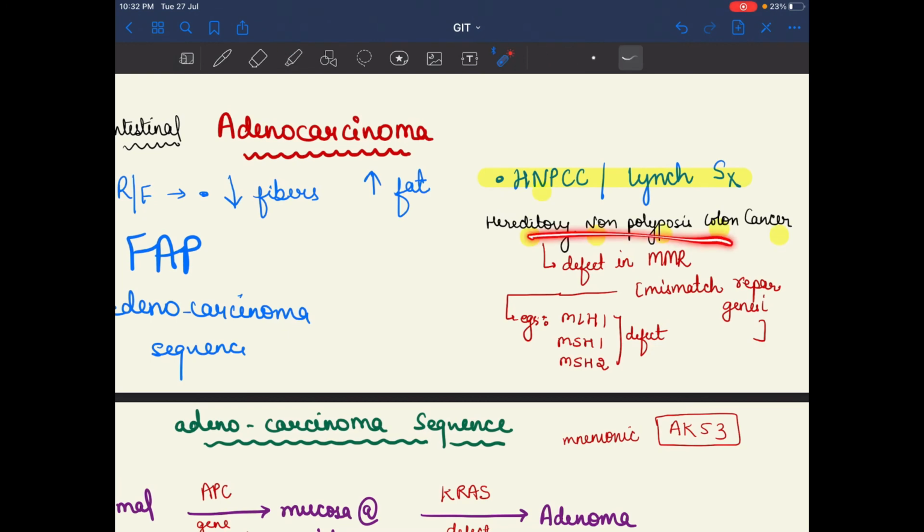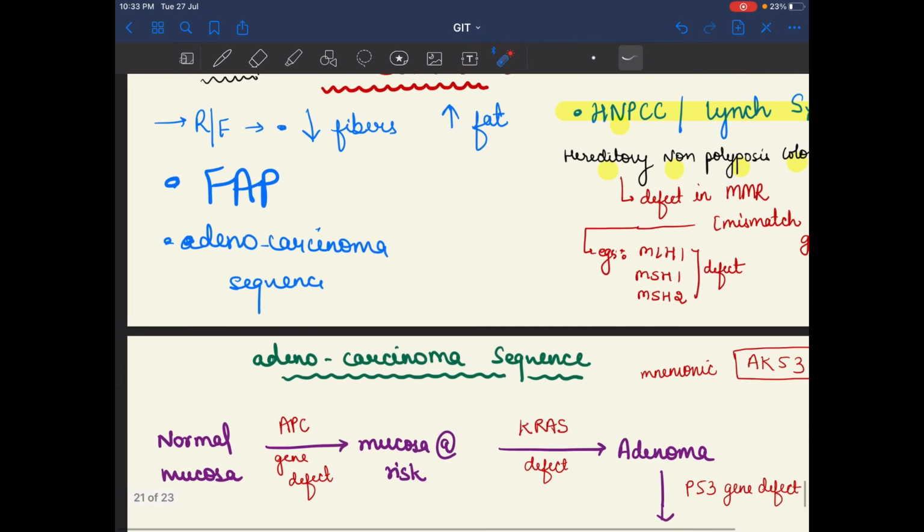Hereditary non-polyposis colon cancer. In this, there is a defect in MMR, that is mismatch repair gene defect, as we already discussed in the general pathology video. A defect in MMR, mismatch repair gene defect, is known as HNPCC, that is Lynch syndrome or hereditary non-polyposis colon cancer. Examples of gene defects were MLH1, MSH1, MSH2. MLH1, MSH1, MSH2 defect is seen in HNPCC, which is a risk factor of adenocarcinoma.